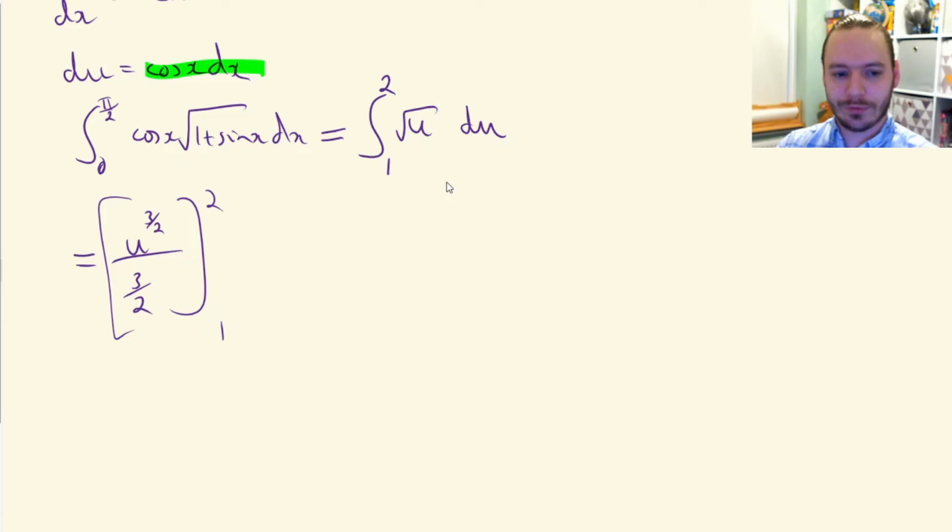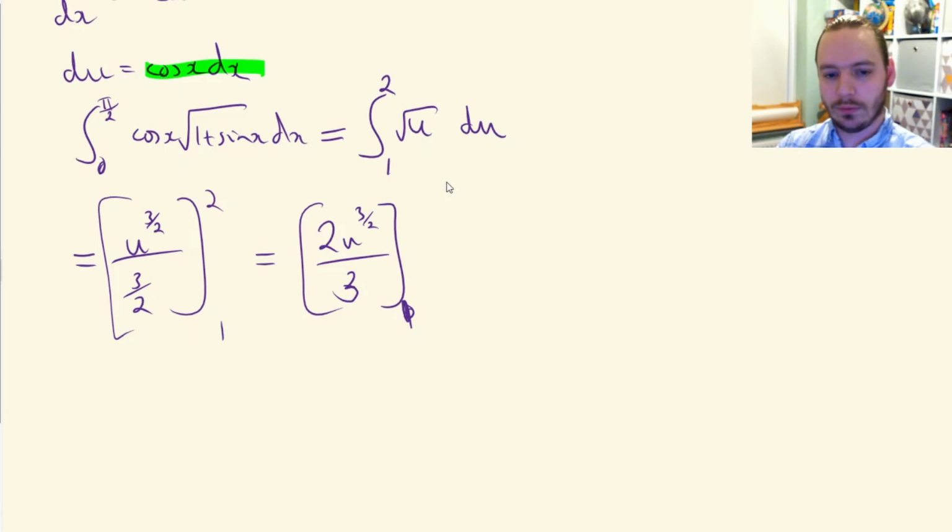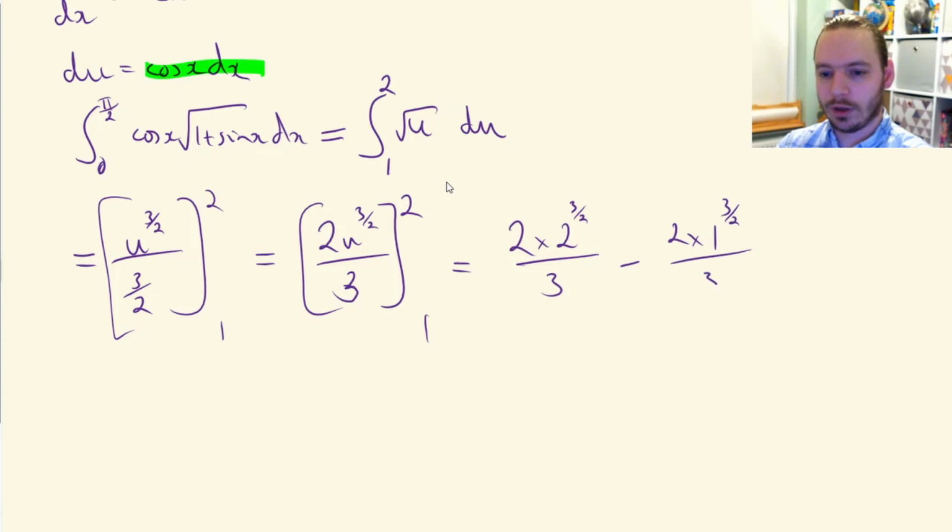And u to the 3 over 2 divided by 3 over 2 is going to be the same as 2u to the 3 over 2 over 3. And I'm going between 1 and 2 here. So this is 2 times 2 to the 3 over 2 over 3, take away 2 times 1 to the 3 over 2 over 3. Again, calculator if you want, or you can work through this whole process yourself.